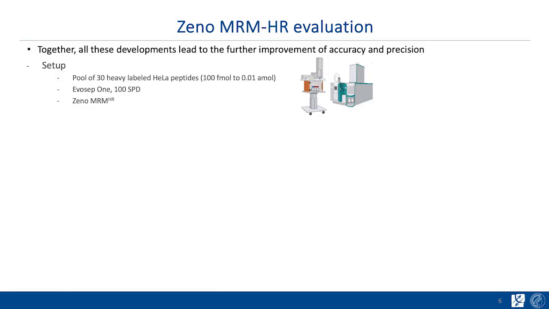For the setup, we use the Evosep One or the new innovation, the Evosep Eno, so the one generation after this. And I used a pool of 30 heavy-labeled HeLa peptides for this in Zeno MRM HR mode, and this is just to check sensitivity and dynamic range over a pretty wide concentration range that covers what you would expect in proteomics, so from 100 femtomoles to 0.01 attomole.